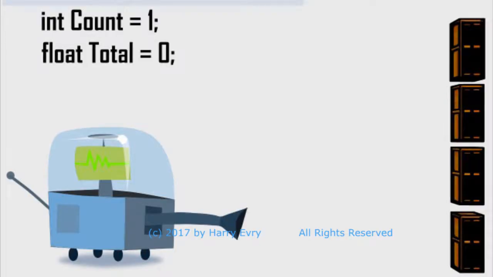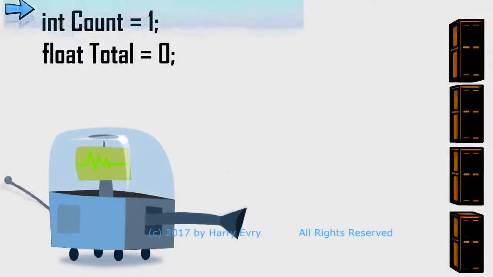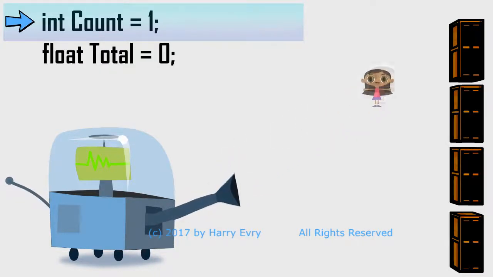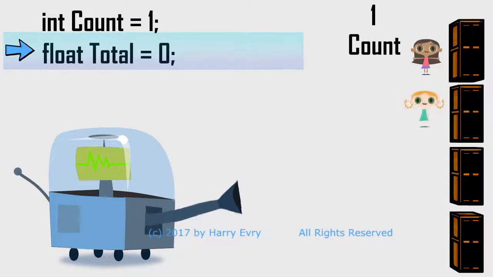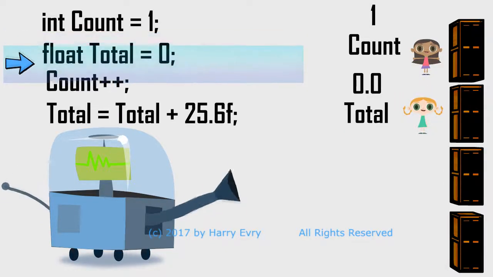Here's a short program where we start by creating an integer called count and set it to 1. We then create a float called total and set it to 0. Count's been initialized to 1. Total is initialized to 0.